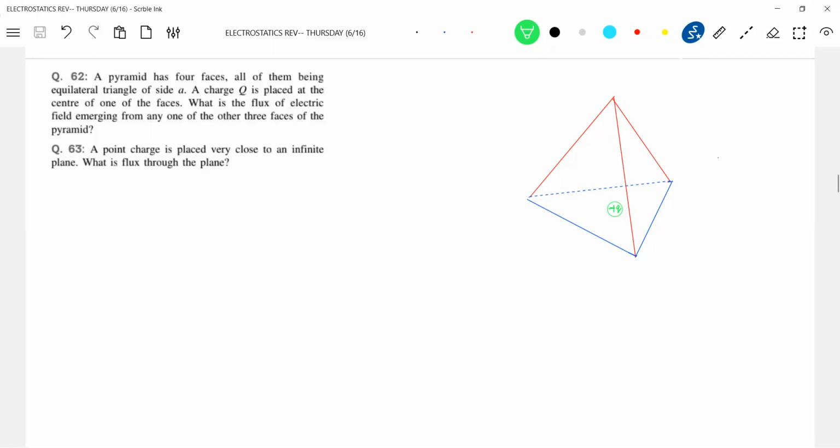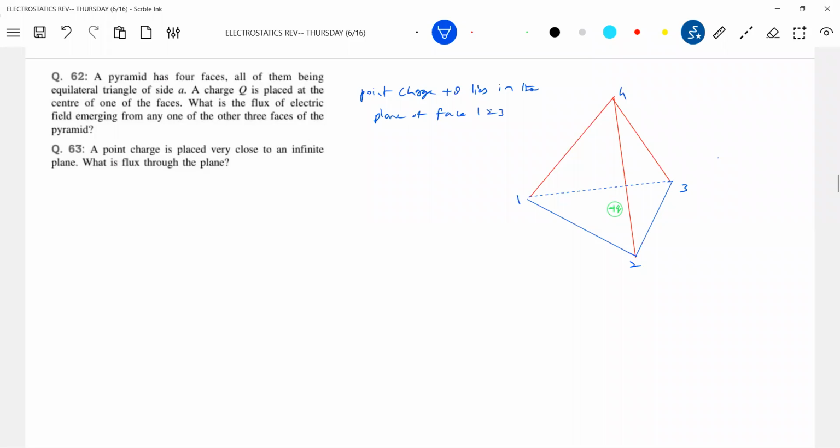what is the flux of electric field emerging from any one of the other three faces of the pyramid? So this pyramid, let's give numbers 1, 2, 3, 4. 4 faces are there, no? So the flux through 1, 2, 3 will be 0, because the point charge plus Q lies in the plane of the triangular face 1, 2, 3.